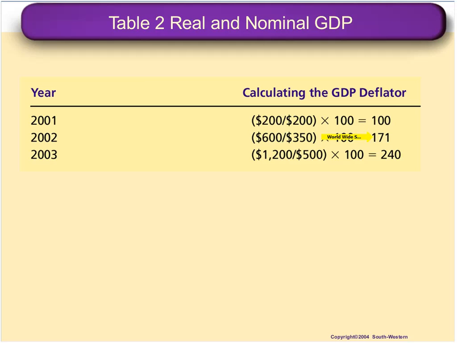And in 2003, again you use the same prices, which was the first year, but the quantity increased, so we ended up having a nominal GDP of 1,200, while the real one was 500. So you end up having 240, the GDP deflator, or 2.4.